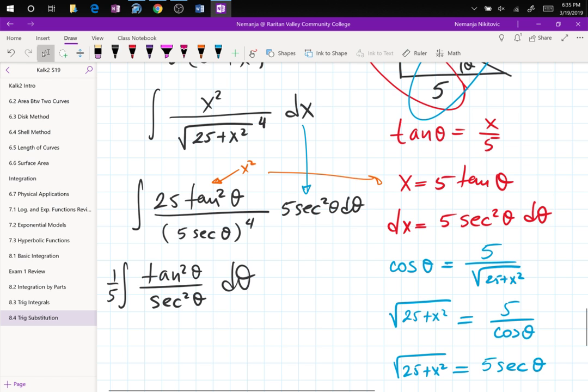Now this probably would be much easier if the secant square was on top, but it's not. So in that last step, you just reduce that. Okay.